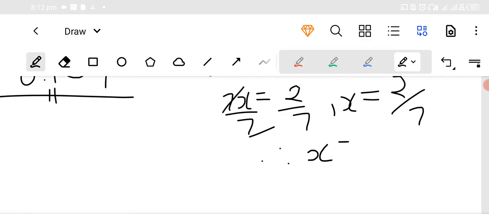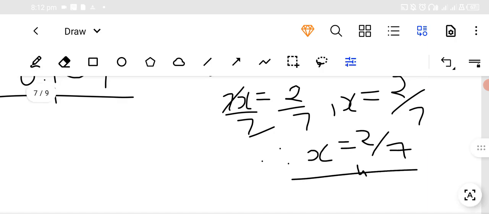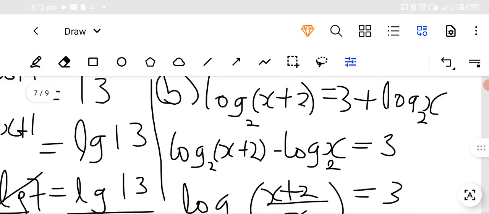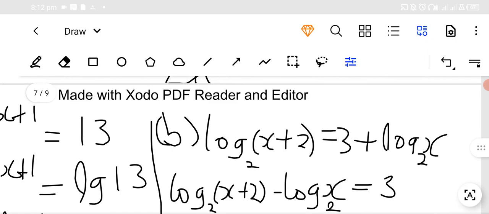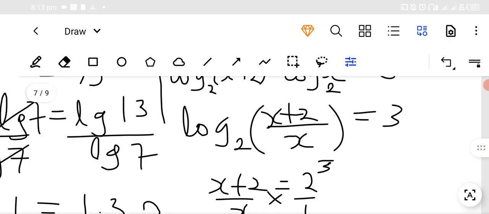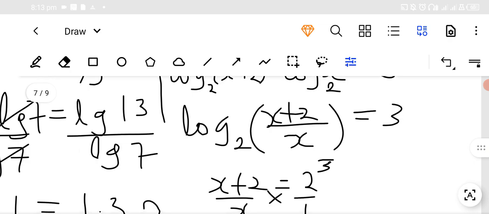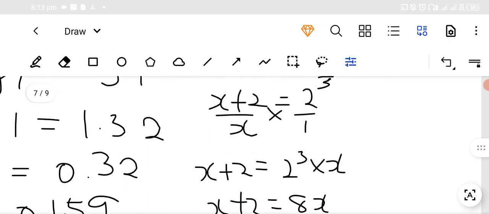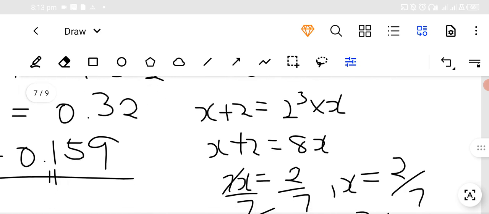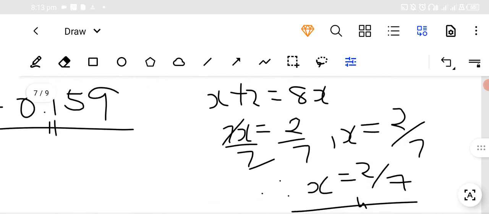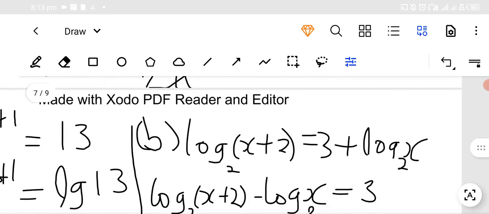Therefore x is equal to 2 divided by 7 as your final answer. So let's just check through the working. We had log base 2 of x plus 2 equal to 3, so the base is 2 to the power 3, which is 8. You cross multiply, it will be 8x, giving you 2 over 7. You can improve on this right now.